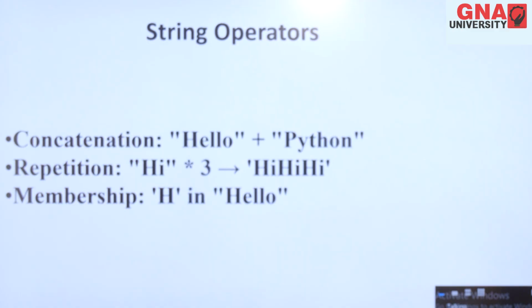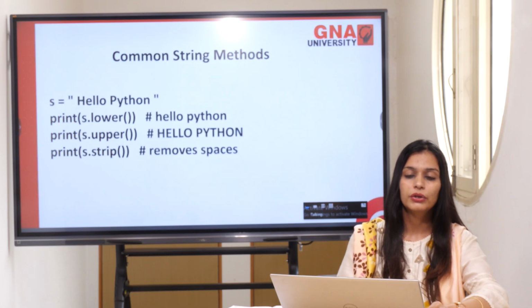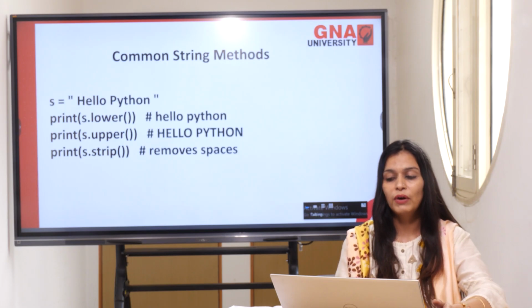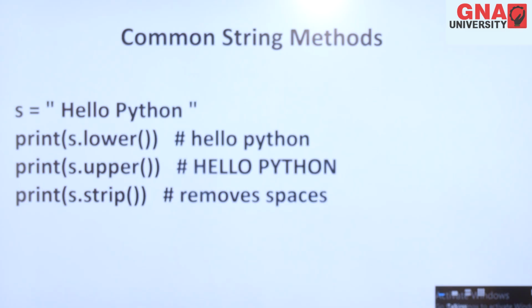Now there are common string methods. Python provides built-in string methods like lower, upper, strip. Lower gives us lowercase letters, upper gives us uppercase letters like capital ABC, and if we want to remove the spaces, we use the strip function over here.